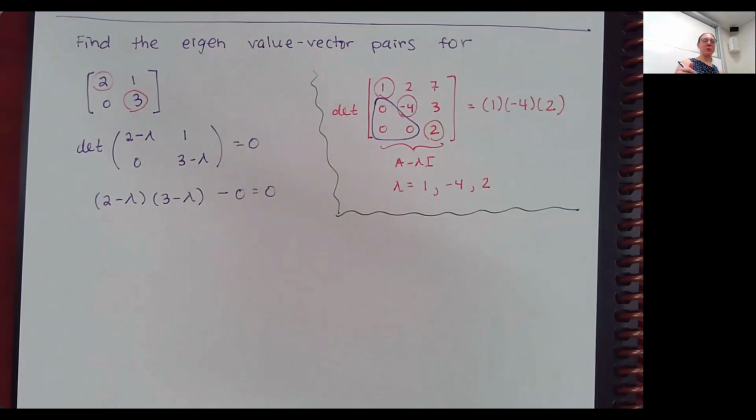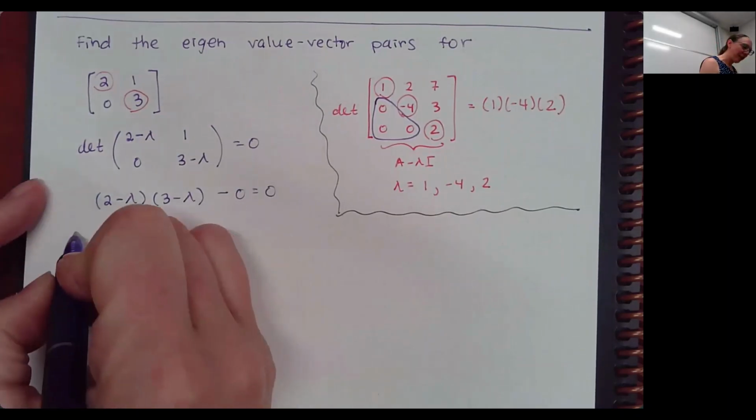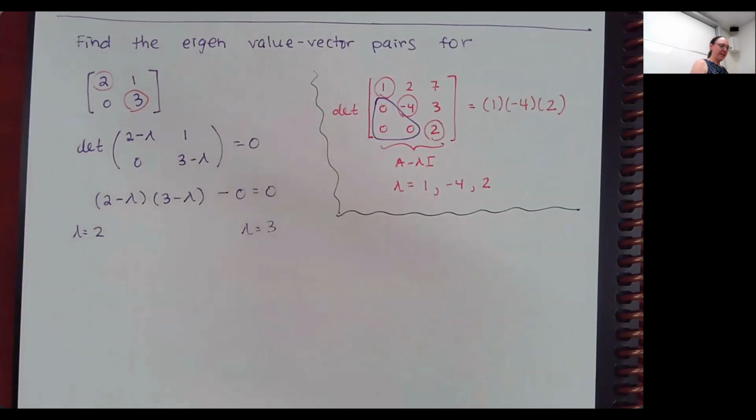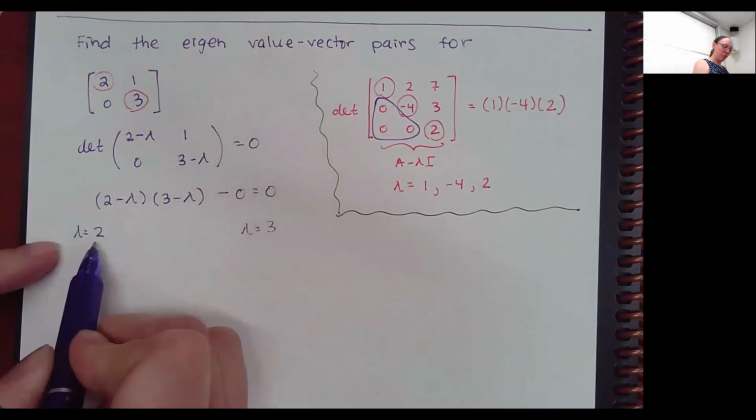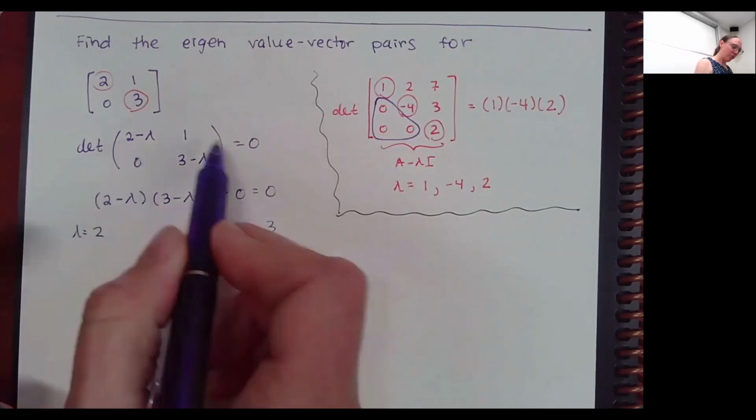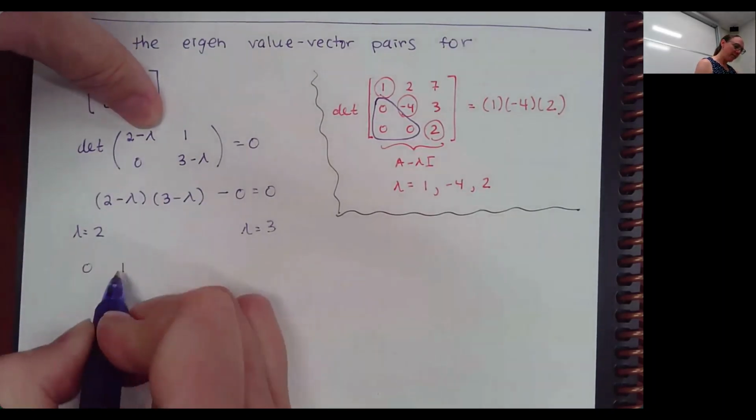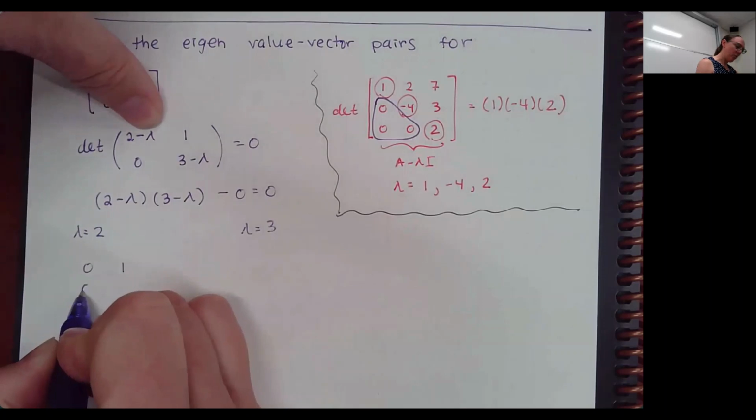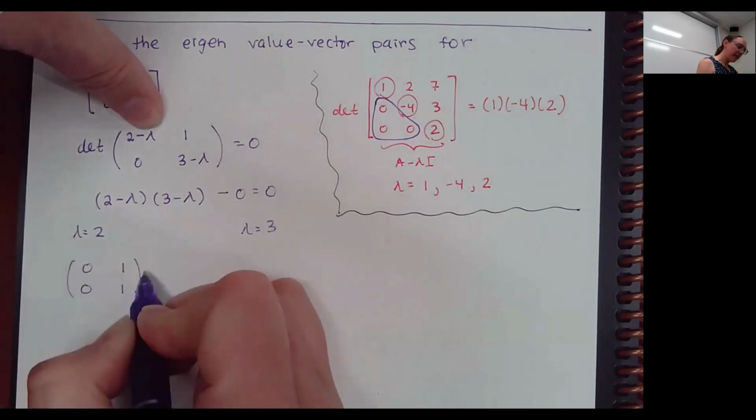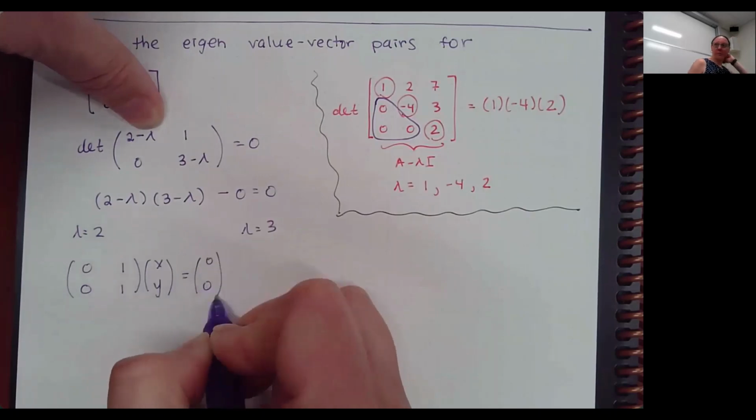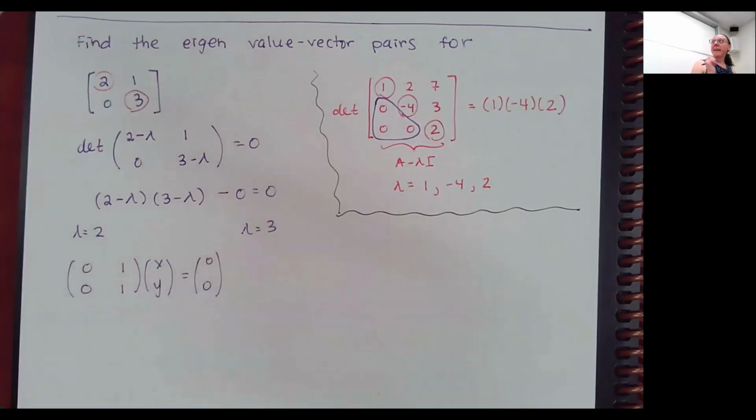So we'll do a 3 by 3 matrix next, but let's finish this off. I now know that I've got a lambda of 2 and a lambda of 3. If I start with my lambda of 2, then plugging in 2 for lambda, I would end up with 0, 1, 0, 1. So I've got that times x, y is equal to 0, 0. I'm going to be careful about writing this out.